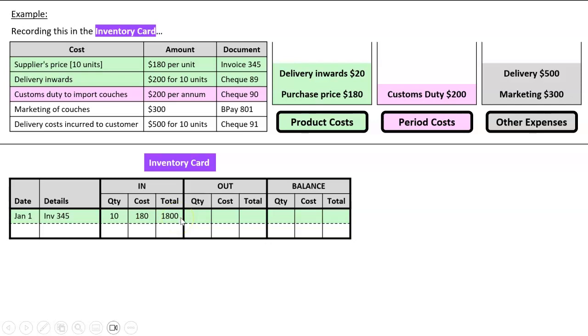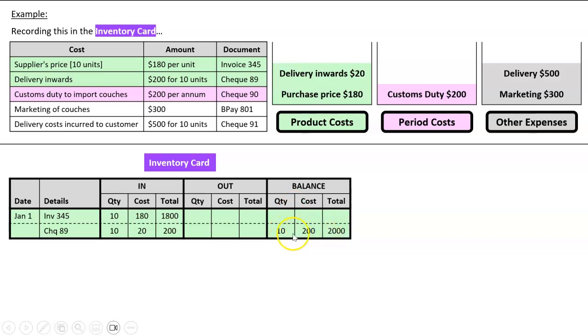However, the cost of the couch, or the inventory, is actually a little bit more than that because I allocated this delivery inwards here as a product cost of $20 per unit. So what I've got to do is say with check 89, so that was the document here, 10 units came in at 20 for a total of 200. And what it looks like here is that 20 couches came in. They didn't. What we're saying is 10 couches came in over here. And in the balance column, we'll put 10 for 200 is 2,000.